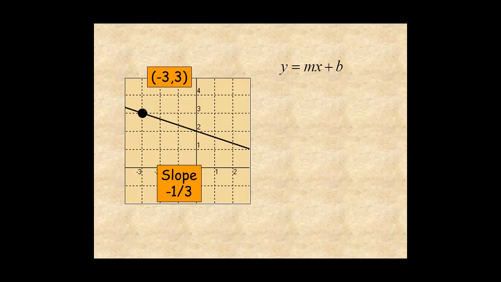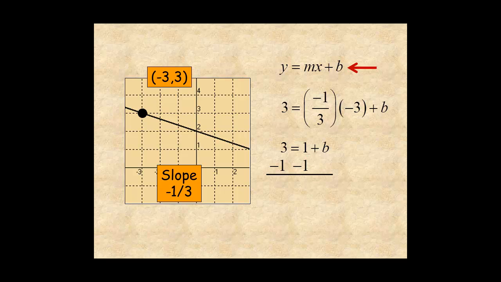However, you need to be able to find the answer algebraically. Begin with the slope-intercept form and substitute the given slope, m equals -1/3, and the coordinates of the given point, x equals -3 and y equals 3. Then, -1/3 times -3 is 1. Next, subtract 1 from both sides, and you have b equals 2. So the equation of the line is y equals -1/3 x plus 2. The same answer you got directly from the graph.